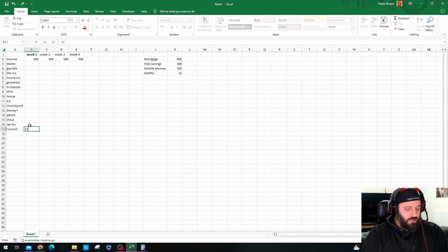So, for example, I got £130 council over here, £16 council, the DVLA over here. I got the house insurance. It's 1.5 every week.